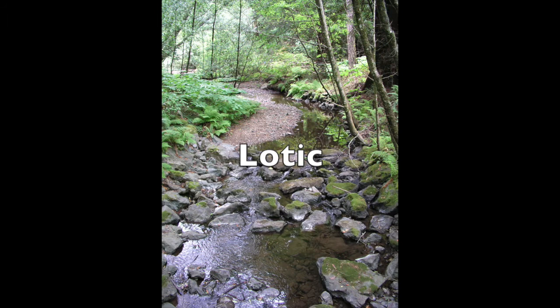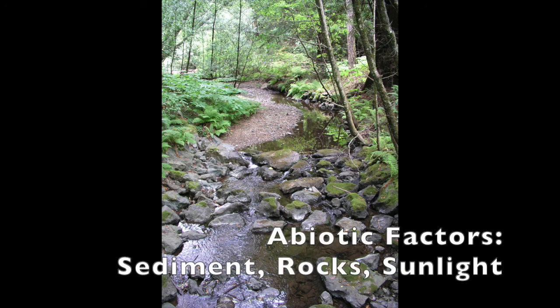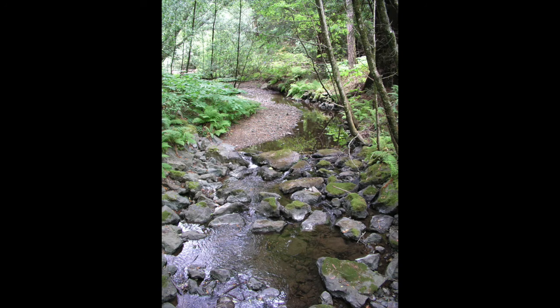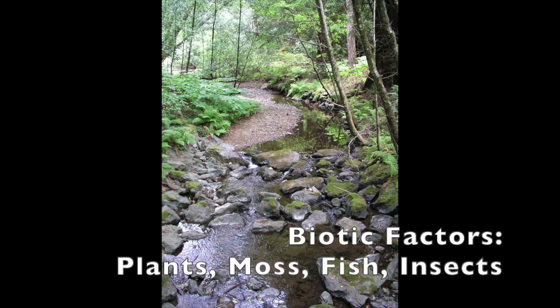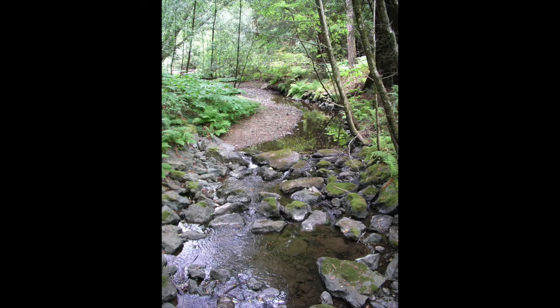So if we look at a lotic example of this creek here, we're going to identify some abiotic factors like the sand and dirt on the side of the bank. We're going to look at some of the bigger rocks in the middle there. And also you can see that there's going to be some sunlight coming through the canopy. And some of the biotic factors we're going to be looking at are all of the plants you can see around on the bank. You can see some moss on some of the rocks. And it's also going to include things like fish and insects inside this ecosystem.